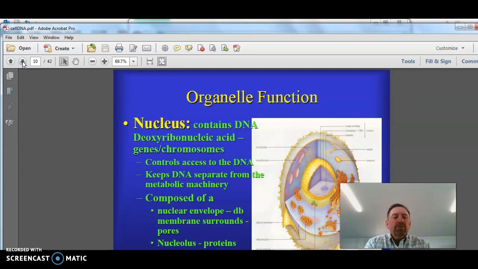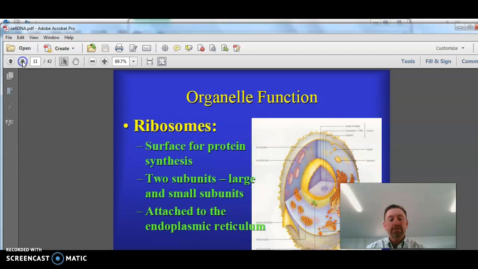Some of the organelle functions. We have the nucleus. Obviously, that is the brain center of the cell. It contains the DNA. The DNA is what codes for everything that cell is going to do. That's where the chromosomes are. That's where the DNA is. That is the brain center.